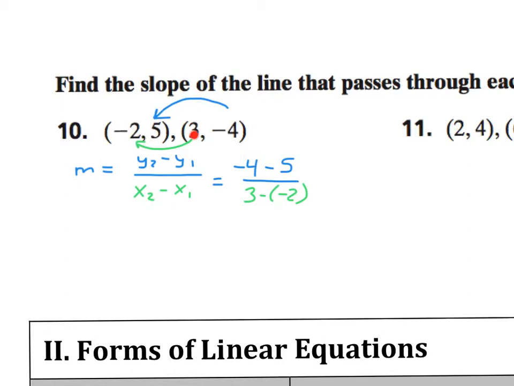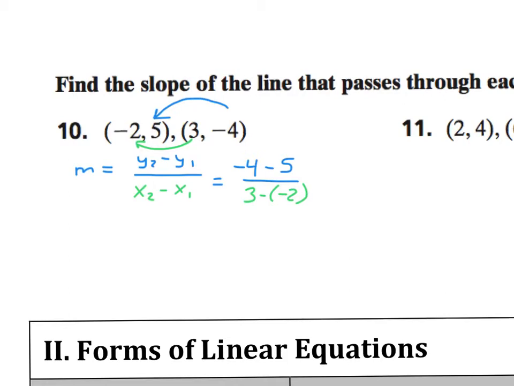So that means that over here, I have to start in the second one. It doesn't actually matter where you start. I could say 5 minus negative 4, but then I'd have to start here and say negative 2 minus 3. You'll always end up with the same answer as long as you're consistent.